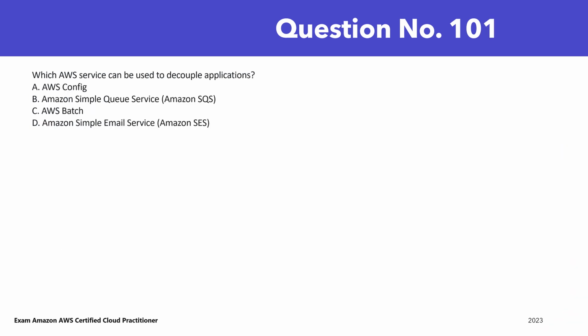Which AWS service can be used to decouple applications? A. AWS Config. B. Amazon Simple Queue Service, Amazon SQS. C. AWS Batch. D. Amazon Simple Email Service, Amazon SES. Correct answer, B.